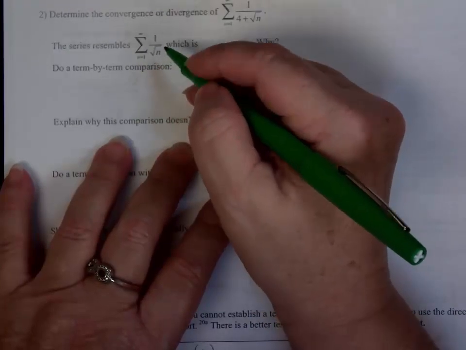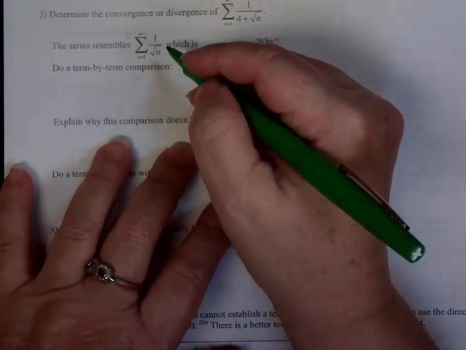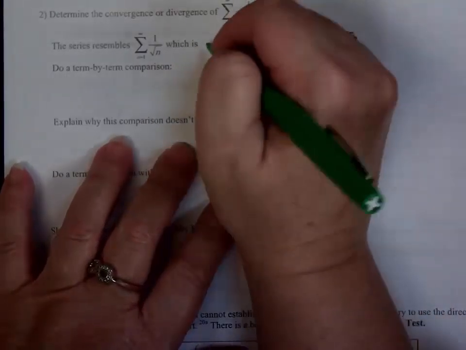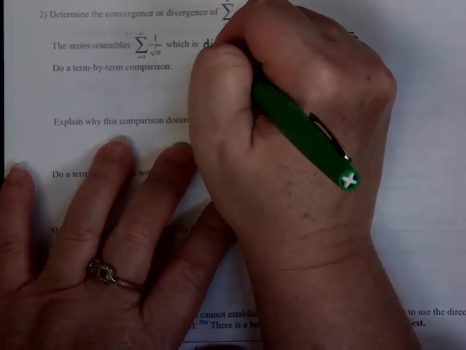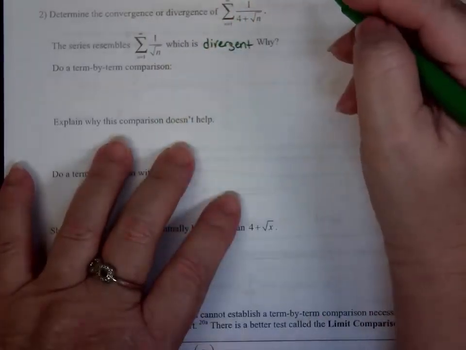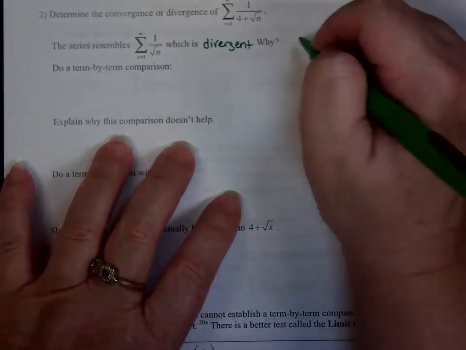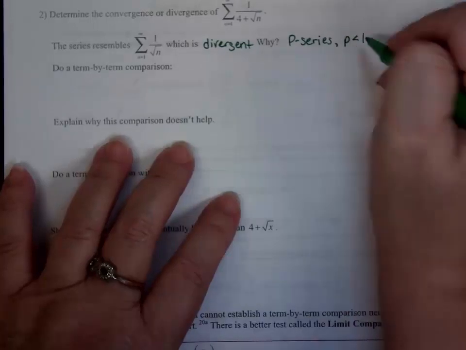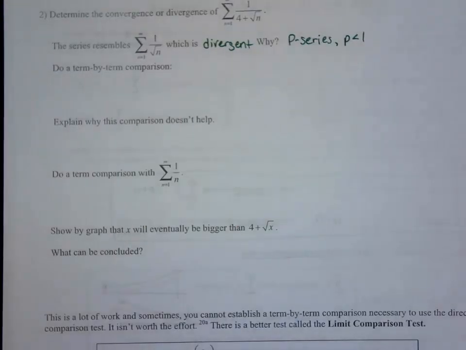Now flip back to the front and see, does that one converge or diverge? 1 over the square root of n. It says it diverges, right? Which is divergent. Now, what kind of series does it say that it is? It's a P series, and P is less than 1. That's how you know it diverges. P series, P is less than 1.